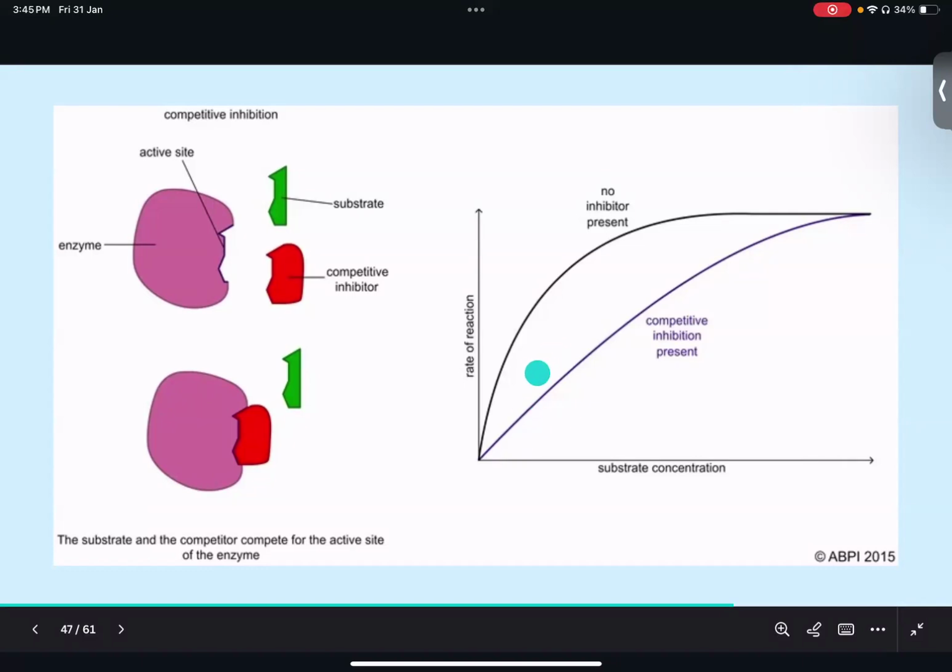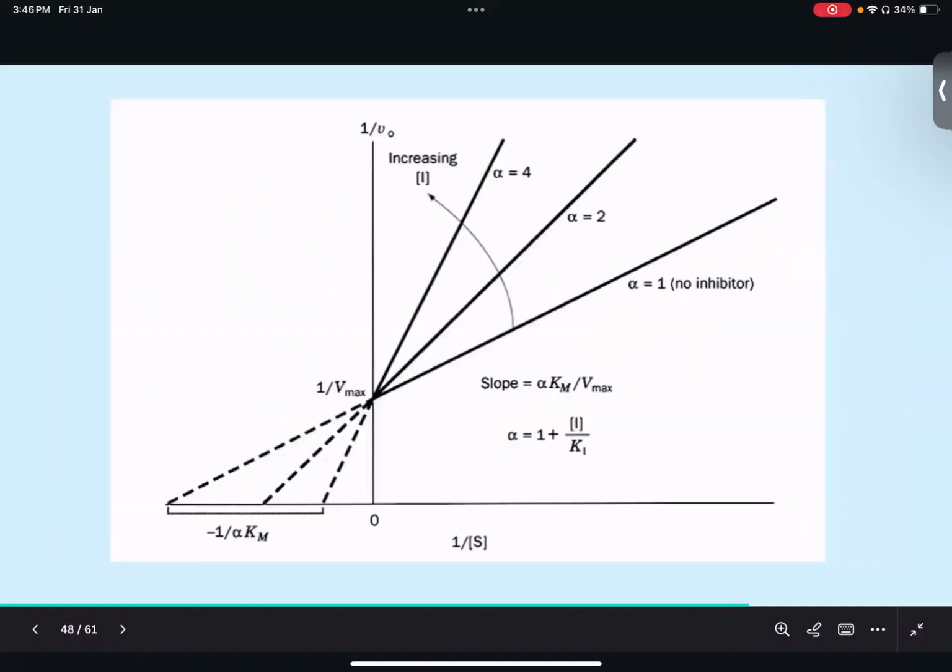And this graph here is without the competitive inhibitor. With the competitive inhibitor, as we said, it binds to the active site and inhibits the substrate from binding, okay. But it is a competitive inhibitor, so it is reversible. It can be reversed by what? By increasing the substrate concentration, okay.